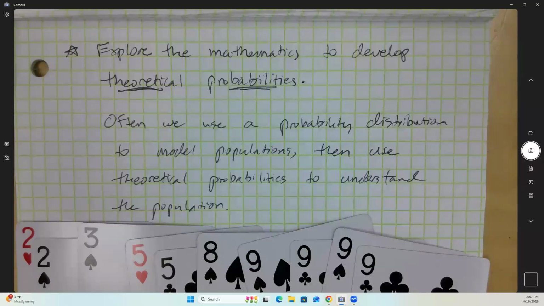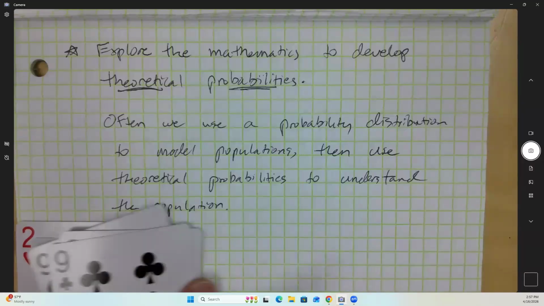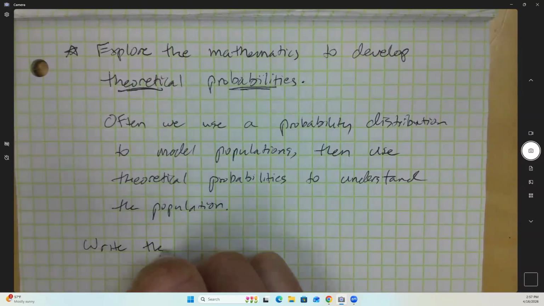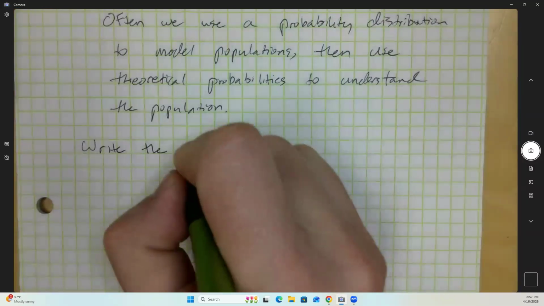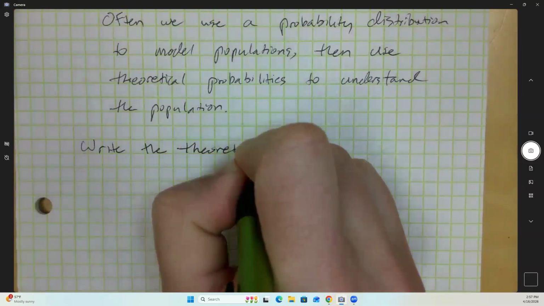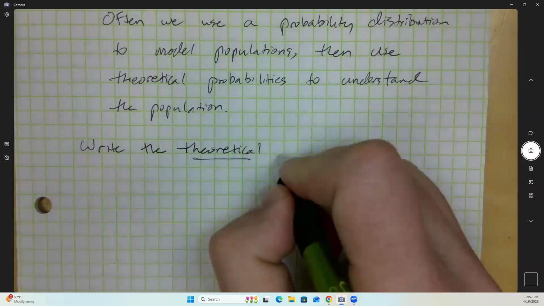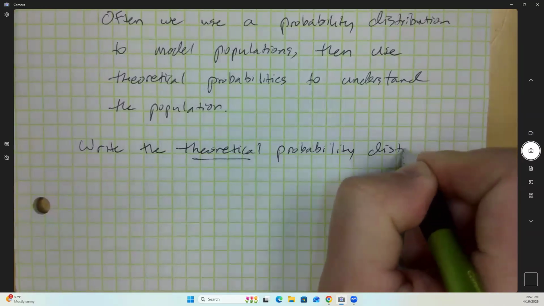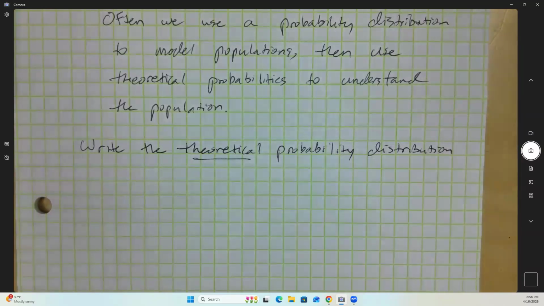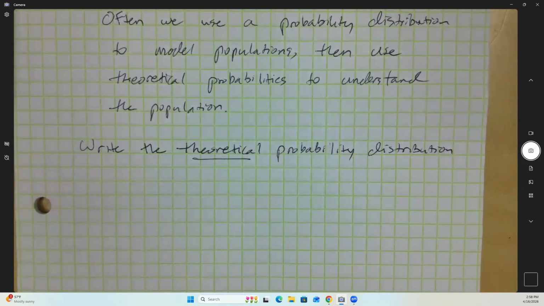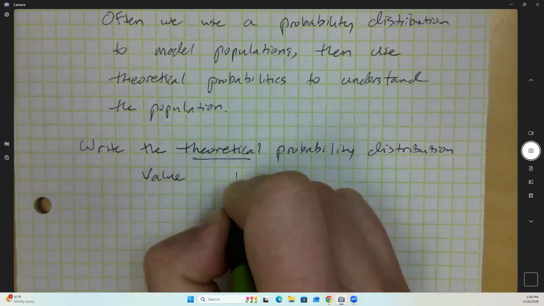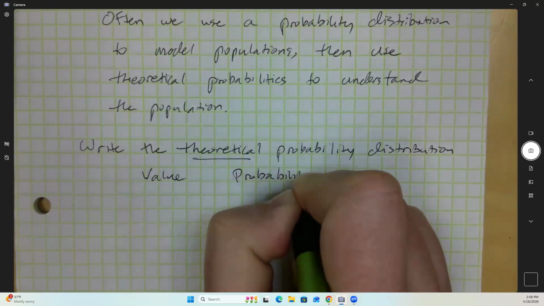relative frequency table, but it's the exact values. So let's do it. Let's write down the theoretical probability distribution. And in the future, I won't use the word theoretical, but the theoretical probability distribution based on our mathematical exploration. In this case, the math was we just looked at the cards. So we have the value here and the probability here.